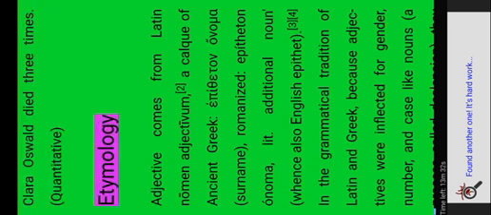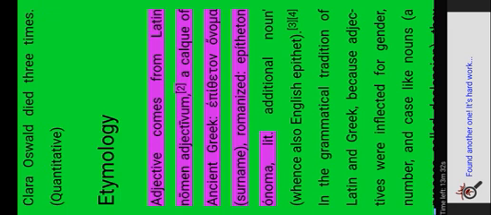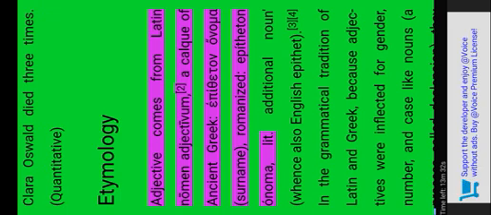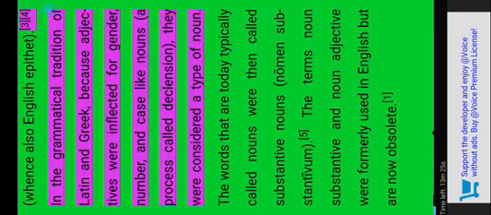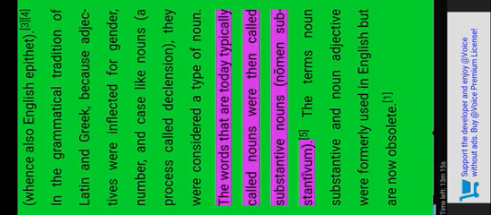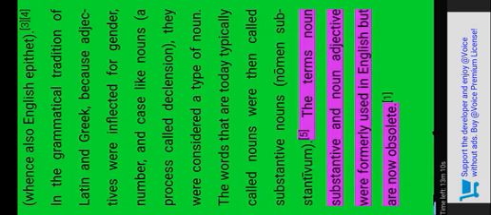Etymology. Adjective comes from Latin nomen adjectivum, a calque of ancient Greek epitheton onoma, lit. additional noun, whence also English epithet. 3-4 In the grammatical tradition of Latin and Greek, because adjectives were inflected for gender, number, and case like nouns, a process called declension, they were considered a type of noun. The words that are today typically called nouns were then called substantive nouns, nomen substantivum. 5. The terms noun substantive and noun adjective were formerly used in English but are now obsolete.